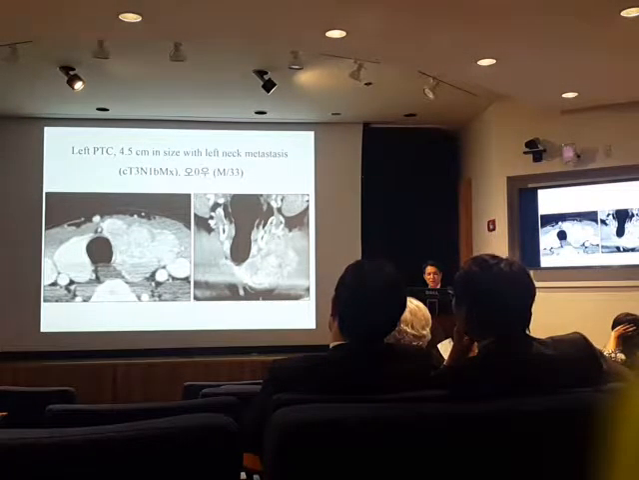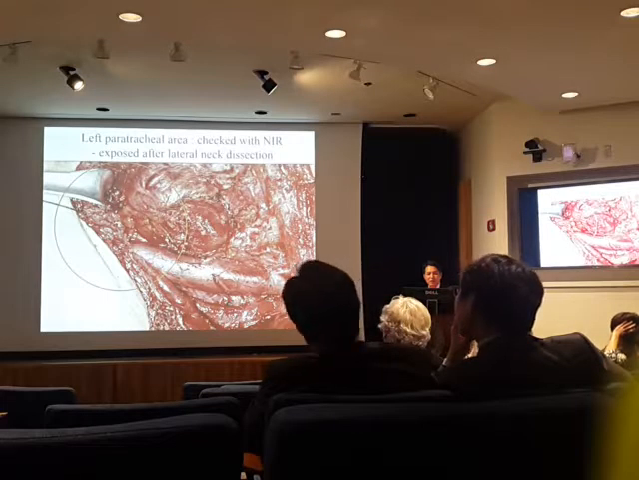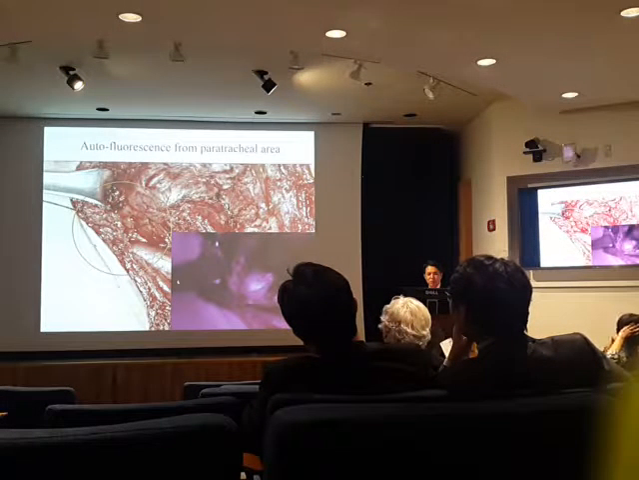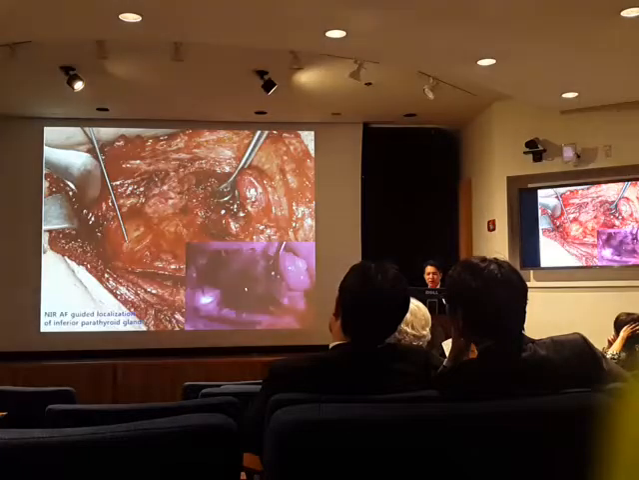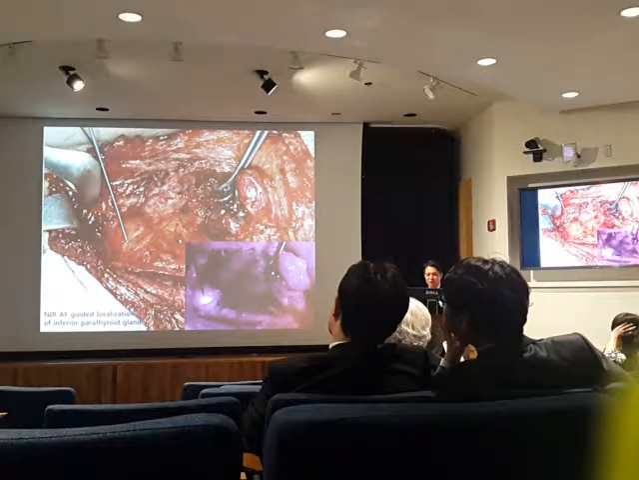And next is a clinical T3 N1B extensive case. After lateral neck dissection, the left paratracheal area was checked with NIR imaging. And we could find the autofluorescence from the paratracheal area, and the inferior parotid gland could be clearly localized like this.